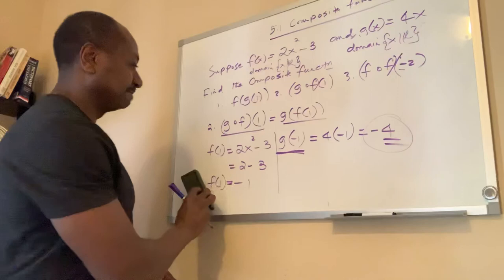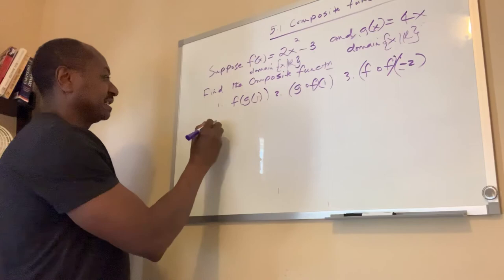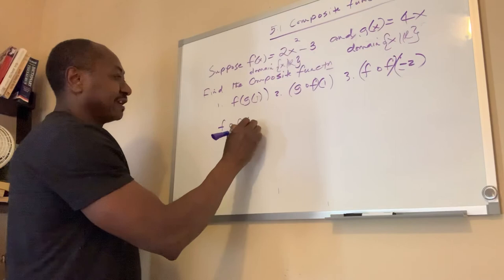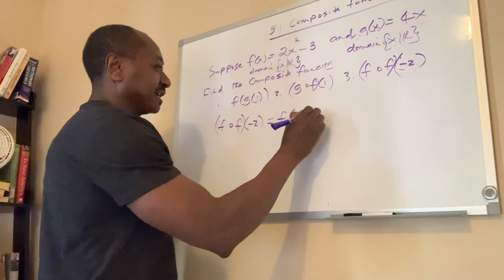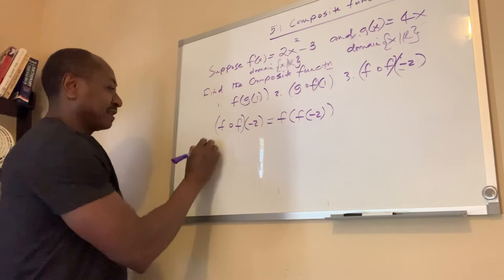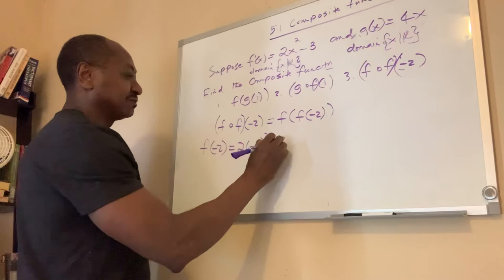We move on to the last one, the third one, which says that you take the function f and you compose it with itself at negative 2, okay? That's what it means. We're composing the function with the same function, meaning that this is translated as f of f of negative 2. So I'm going to evaluate f of negative 2, which gives me 2 times negative 2 squared, minus 3. That will give me 8 minus 3, which will give me 5.